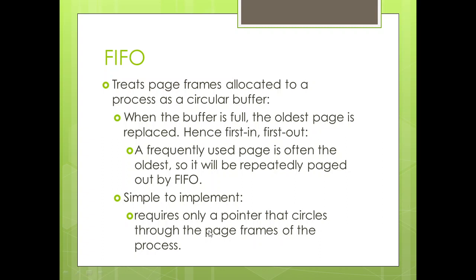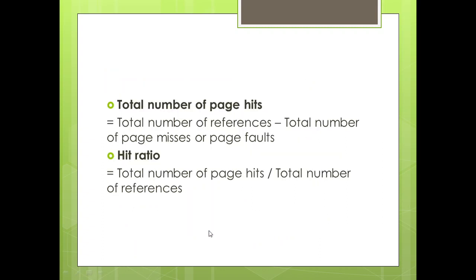The working of the FIFO algorithm can be understood with the reference strings. We will consider the example in the next slide. To calculate the total number of page hits, the formula is total number of references minus total number of page misses or page faults, and the hit ratio is calculated by total number of page hits upon total number of references.